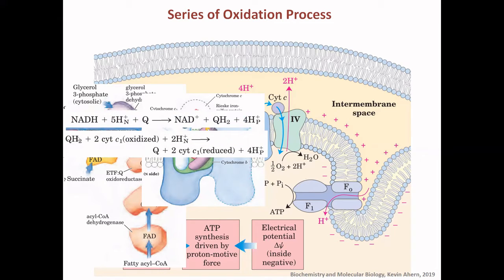So if we make the equation balanced, this is the complex 1 equation: NADH, the source of the electron, plus 5 proton molecules, N meaning the lumen or the matrix of the mitochondria, plus quinone. So NAD plus is oxidized from the NADH. Then this Q is reduced to quinol, and the 4 proton molecules are pumped into the intermembrane space from the matrix. This quinol is reducing the 2 cytochrome C1 oxidized. They are taking the 2 proton molecules from the matrix, and this is the finally oxidized quinone here.